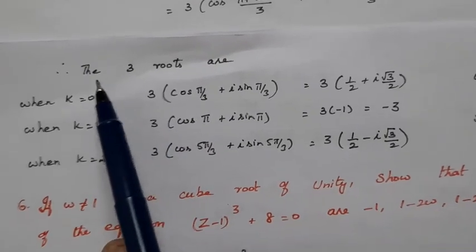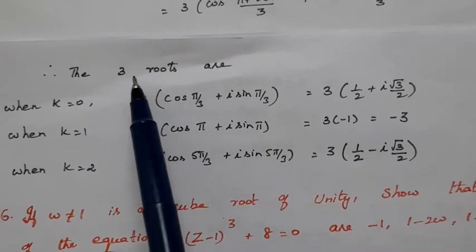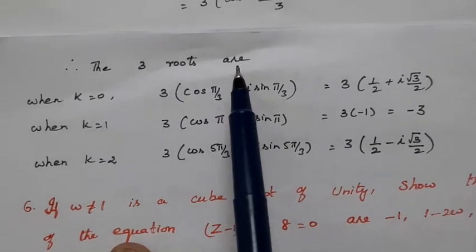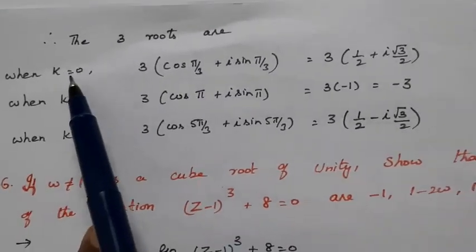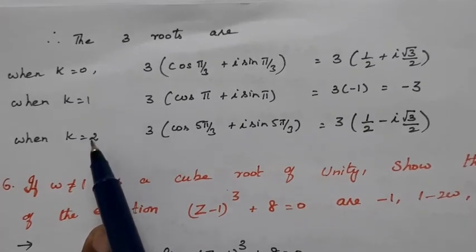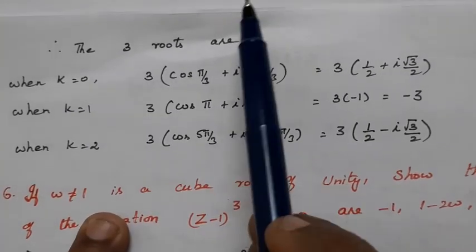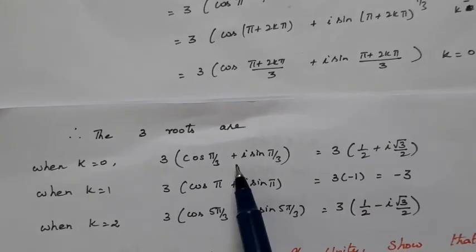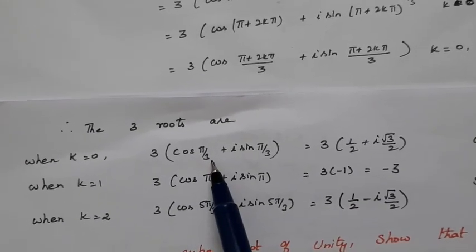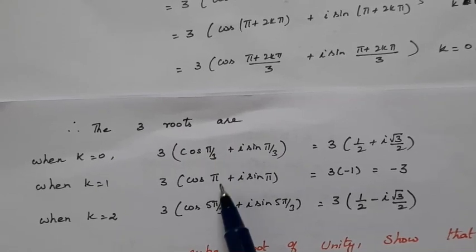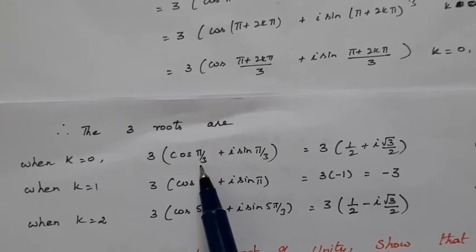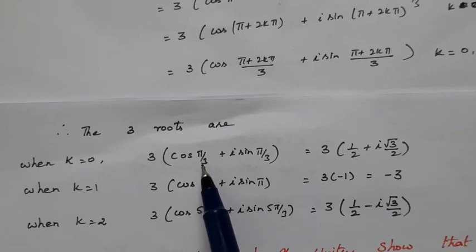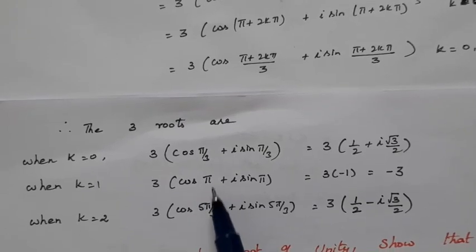Therefore, let us see what the 3 roots of the given equation are, obtained by substituting k equal to 0, 1 and 2. When k is equal to 0, it will be 3 times cos pi by 3 plus i sin pi by 3. You know the value of cos pi by 3. For angles like pi by 3, that is 60 degrees or a multiple of 60 degrees or 30 degrees, we can substitute the values.